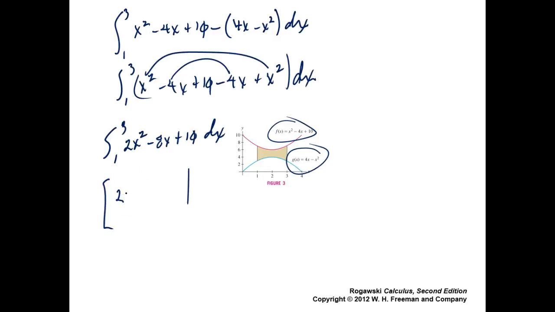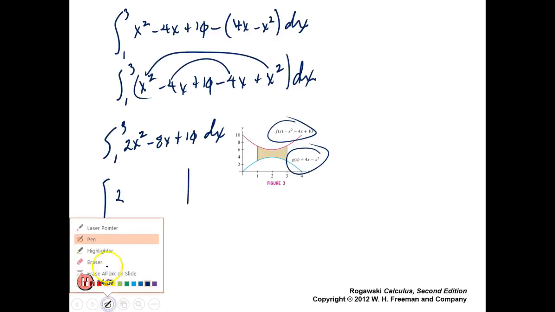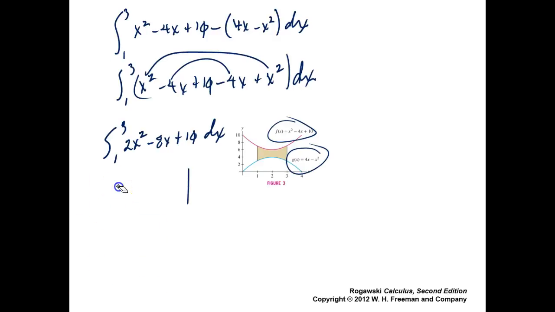In fact, time out. I hadn't even noticed it. Now I noticed it. Notice each of these has a factor of 2, doesn't it? So let's get that out of there. 2 times the integral from 1 to 3 of, what would that be? X squared minus 4x plus 5 dx. You don't have to do that, but it just keeps the numbers simpler.